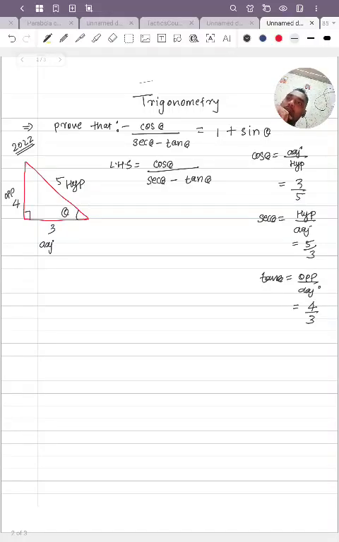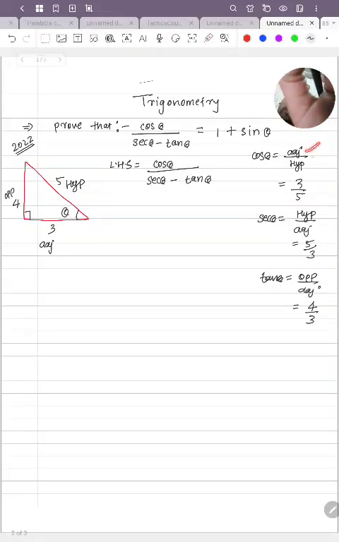Okay. In the left hand side, I have already written the left hand side, which is cos theta divided by sec theta minus tan theta. I have already calculated separately the values of cos, sec and tan. Just like cos, we know the basic formula in a right angle triangle: cos is nothing but adjacent over hypotenuse.